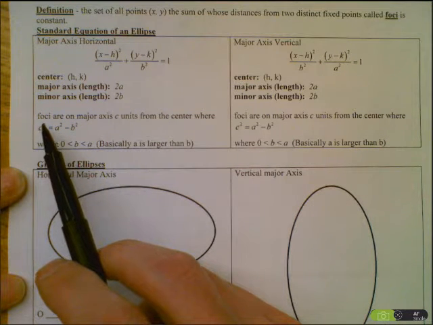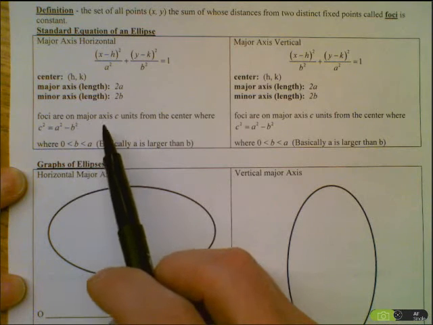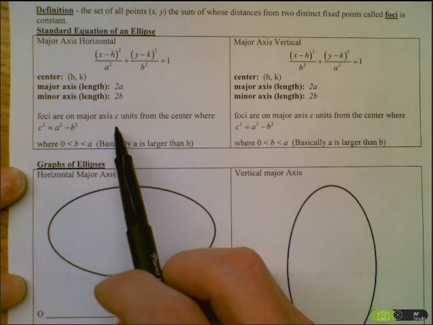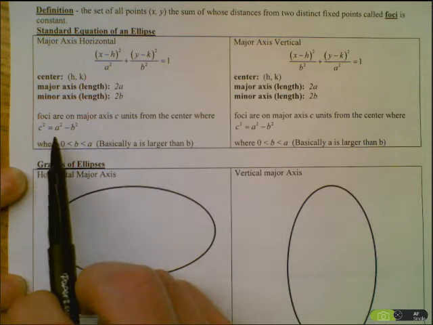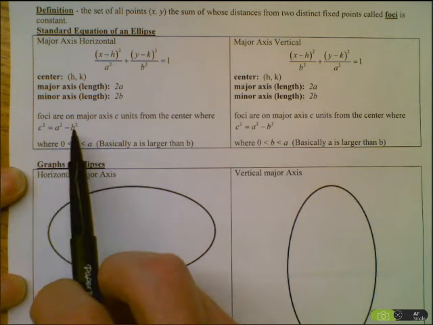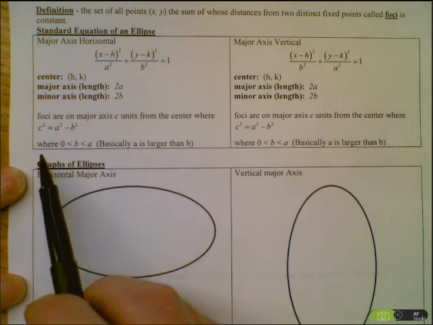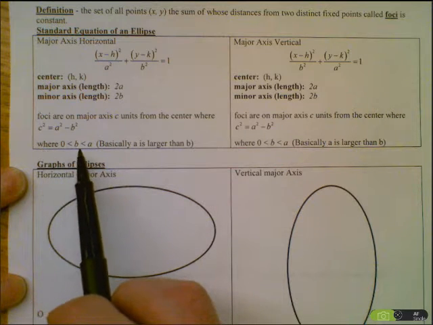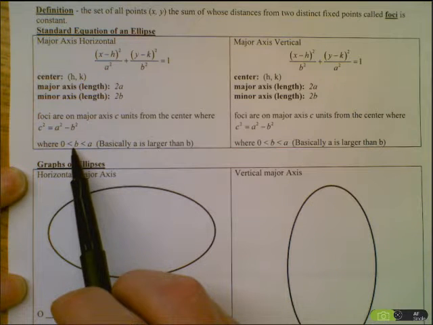And then the foci, again, we'll fill in our picture here so we know where everything is. The foci are going to be on the major axis, and they are c units away from the center, and the way we find c is by doing a squared minus b squared. So it looks a little like the Pythagorean theorem, except that it's a squared minus b squared. And then we've got that b is greater than 0 and a is greater than b.